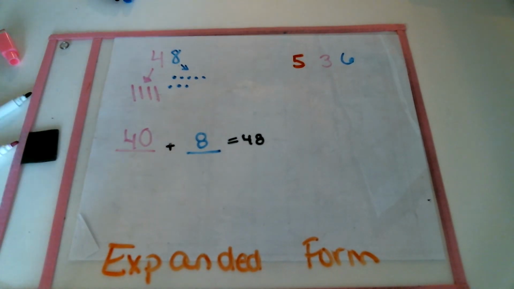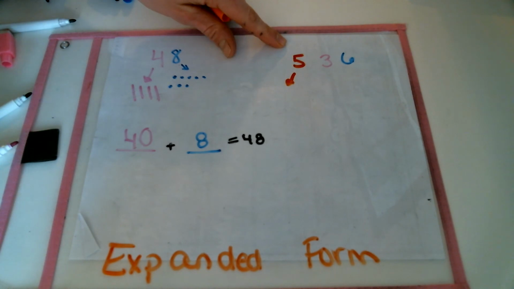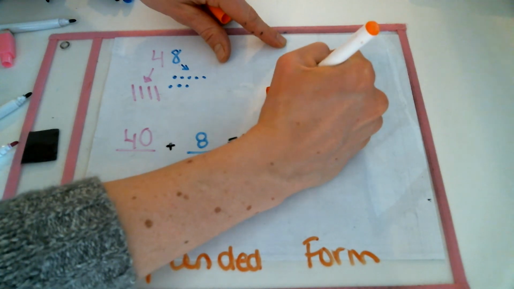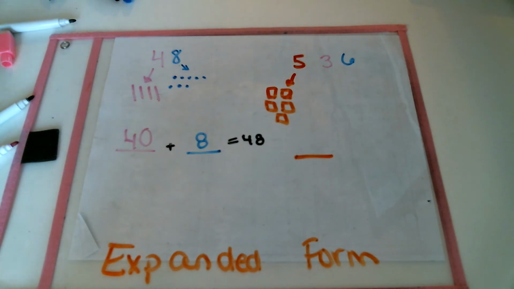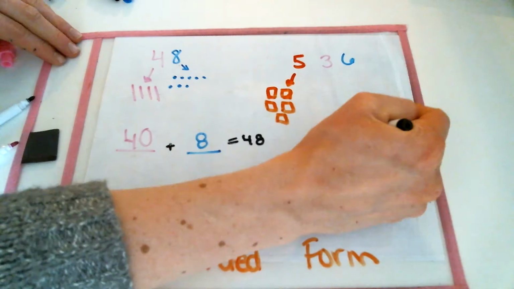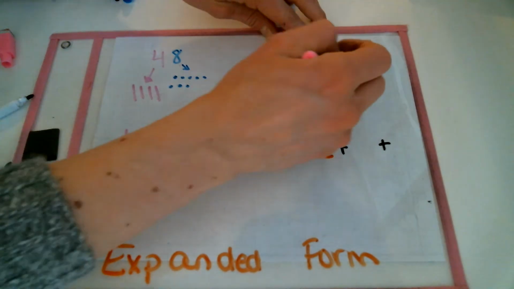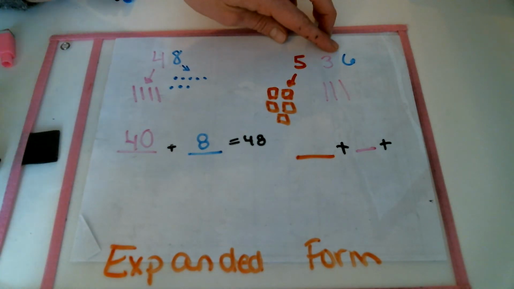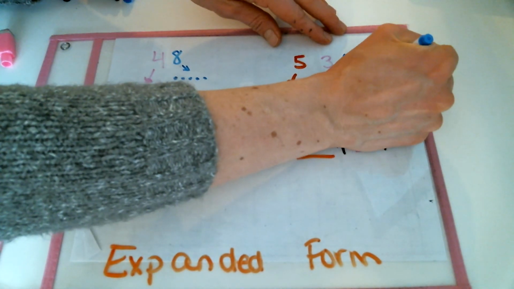How do we do that then with the hundreds place? Well, that's very simple. How many hundreds do I have? I have 5 hundreds. Now remember, I draw my hundreds with squares. 1, 2, 3, 4, 5. I draw my tens with the 10 stick. Okay, and I have how many tens? 3. 1, 2, 3. And then I'm going to have 6 ones, which is 1, 2, 3, 4, 5, and 6.